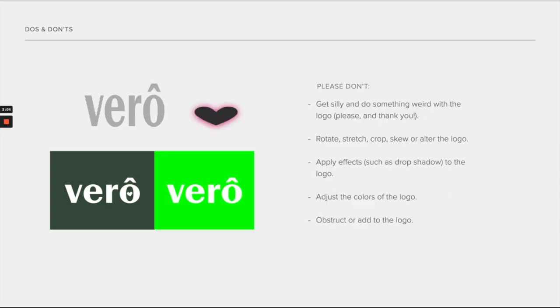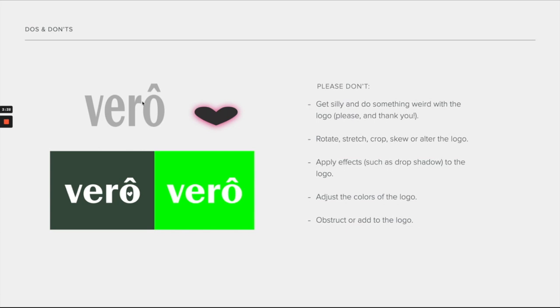And then don't. You see these are a little bit of extreme cases, but just a heads up, please don't get silly and do something weird with the logo. Don't rotate, stretch, crop, skew, or alter the logo. Whenever you're scaling your logo, make sure that you have the shift key on your keyboard down, and that will keep the same ratio of your logo. You just make it really big or small at the same ratio.